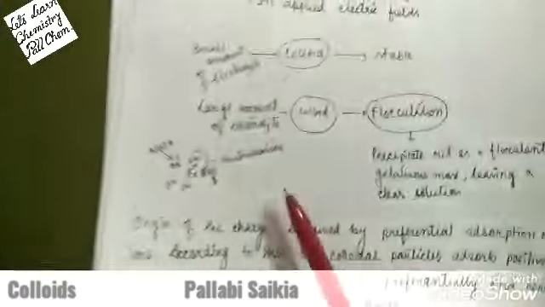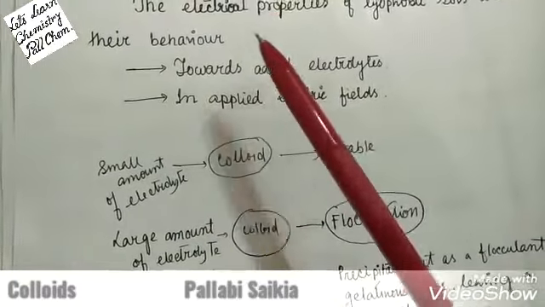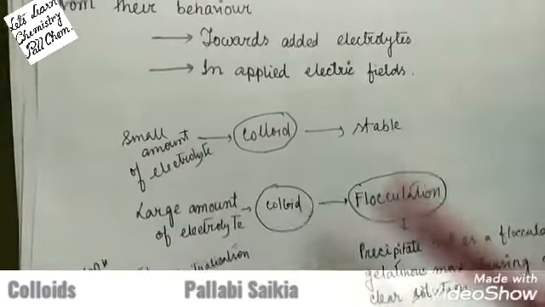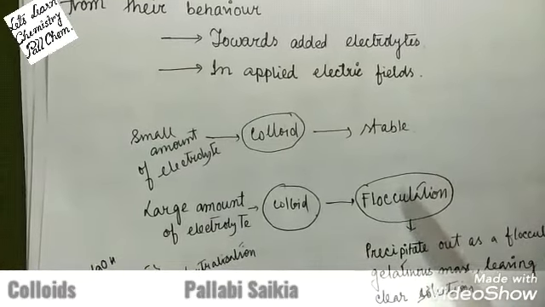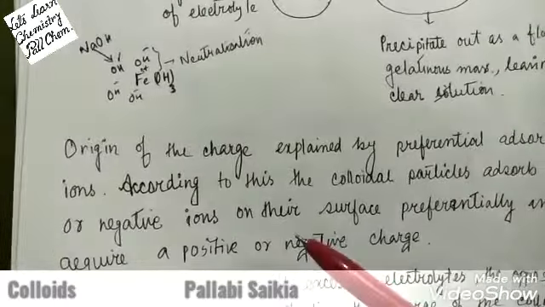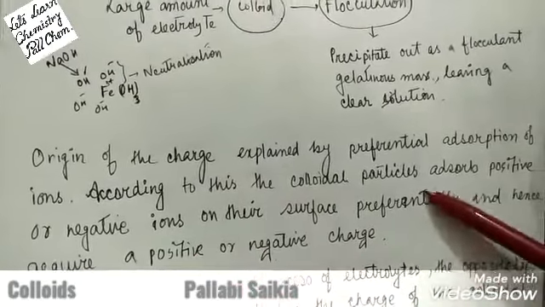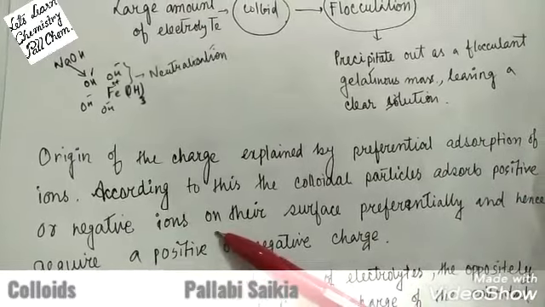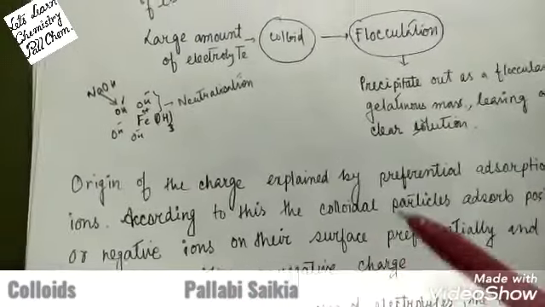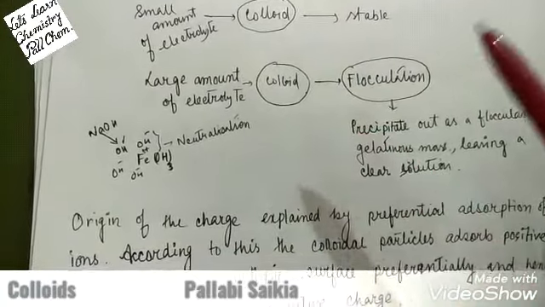Why does coagulation happen? The coagulation is observed due to the presence of charge in the colloidal particles. The origin of the charge is explained by the preferential adsorption of ions. According to this, the colloidal particles adsorb positive or negative ions on their surface preferentially and hence acquire a positive or negative charge. So the colloidal particles are charged due to the preferential adsorption of positive or negative ions.